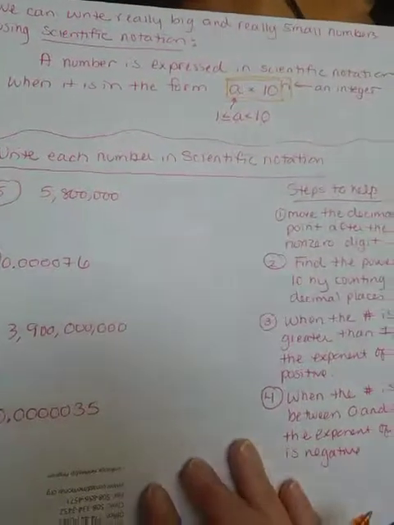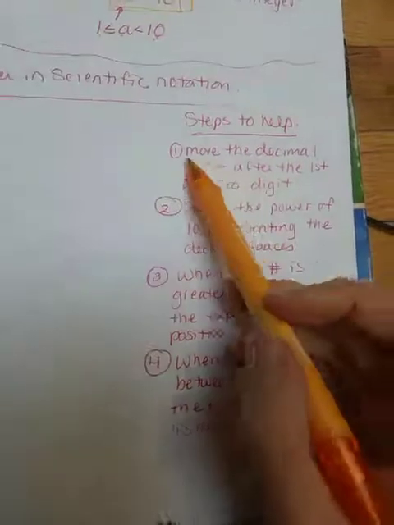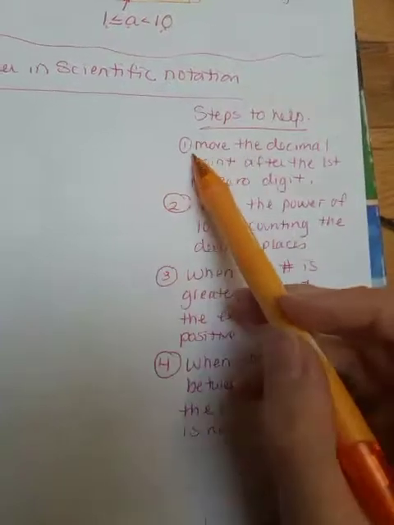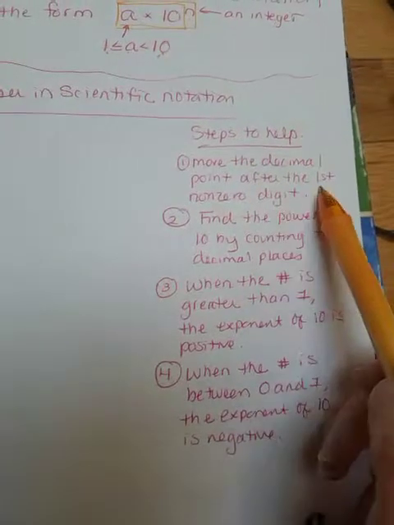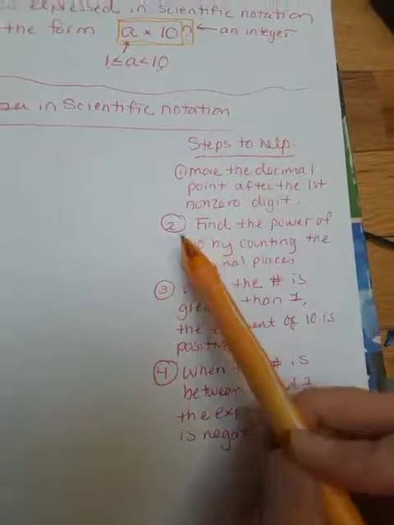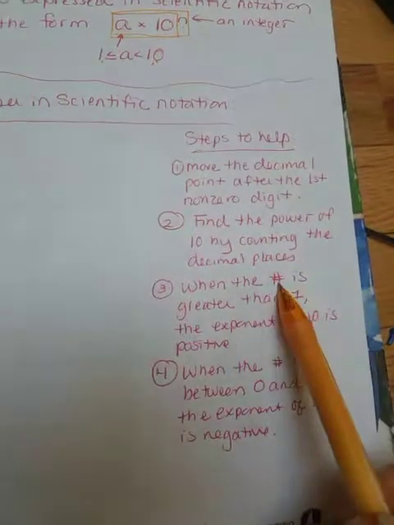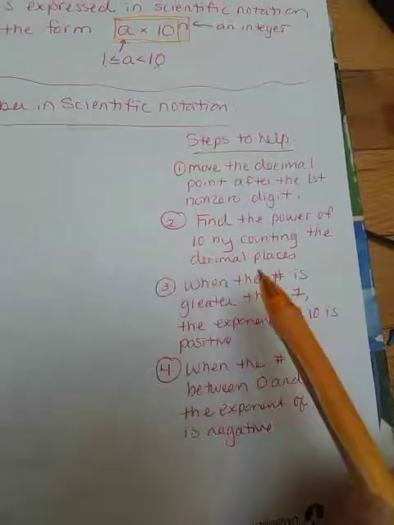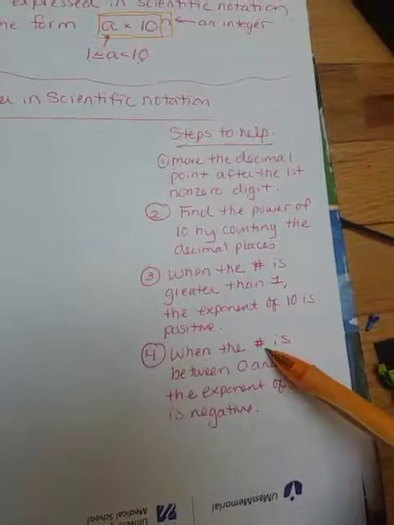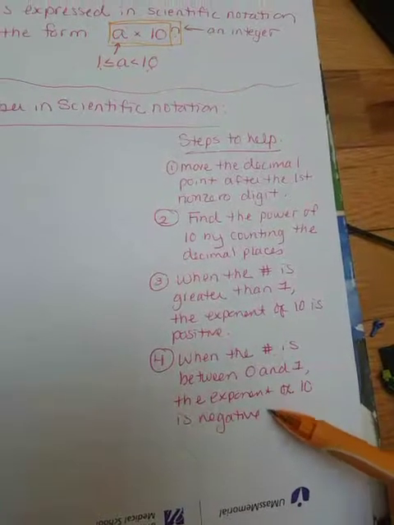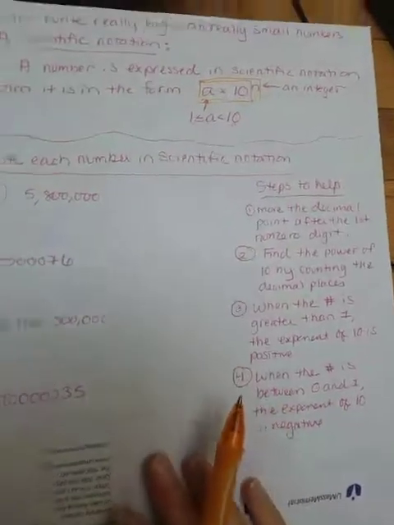Okay, so for scientific notation, I wrote some steps to help, which of course I'll post on the classroom, but let me verbally go through these. Steps to help you write a number in scientific notation. Step 1, move the decimal point after the first non-zero digit. Step 2, find the power of 10 by counting the decimal places. When the number in the problem is greater than 1, the exponent of 10 is positive. When the number in the problem is between 0 and 1, the exponent of 10 is negative. So just reading those right now might be a little bit overwhelming, so let's actually apply those to a problem.